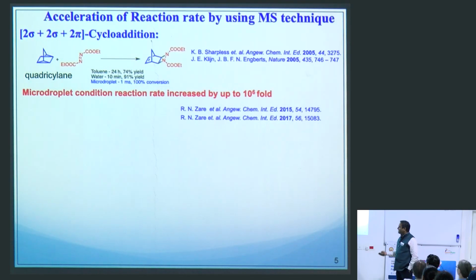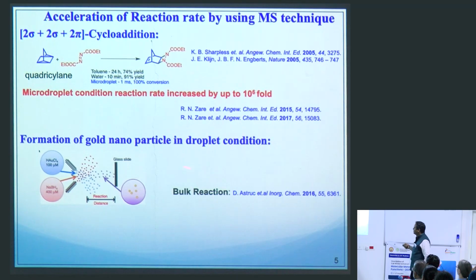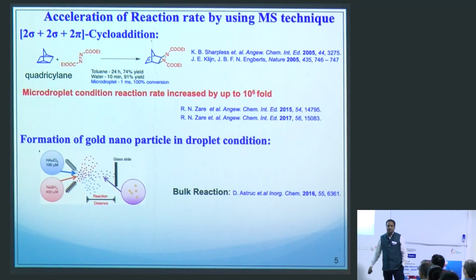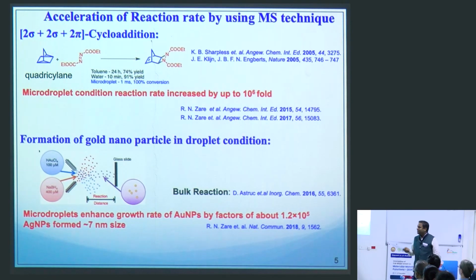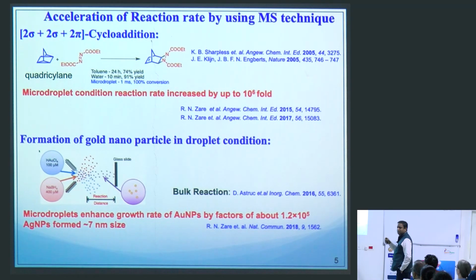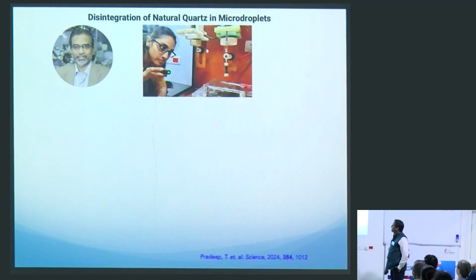Not only organic reactions, there are also reports where Professor Zare et al. have shown that gold nanoparticles, normally synthesized as in an inorganic chemistry paper, one of which I showed here, can be made by using the microdroplet. Just taking the gold salt and spraying, one can get gold nanoparticles. After spraying, one can see the particle size has been reduced to 7 nanometers. It also depends on the distance. By varying the distance, the size of the nanoparticle can also be varied. The reaction rate has also been increased compared to the bulk reaction.